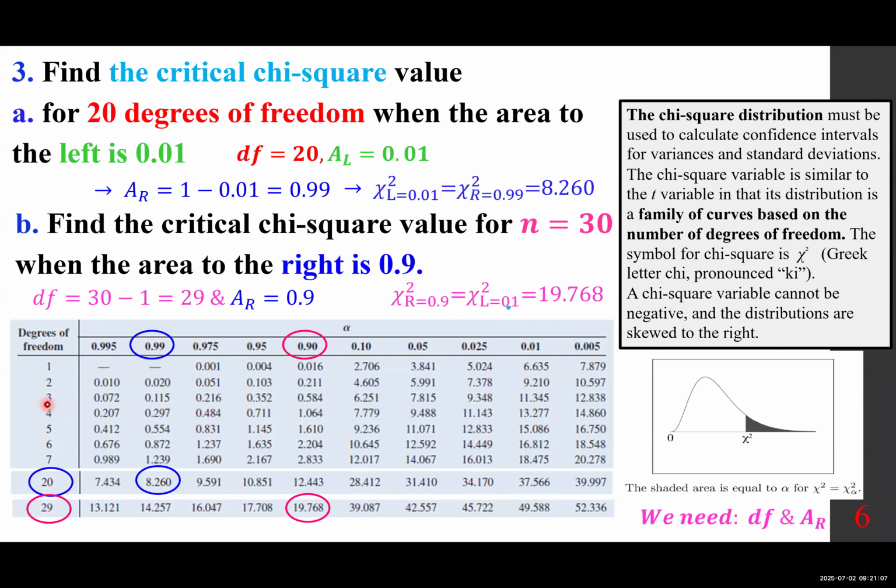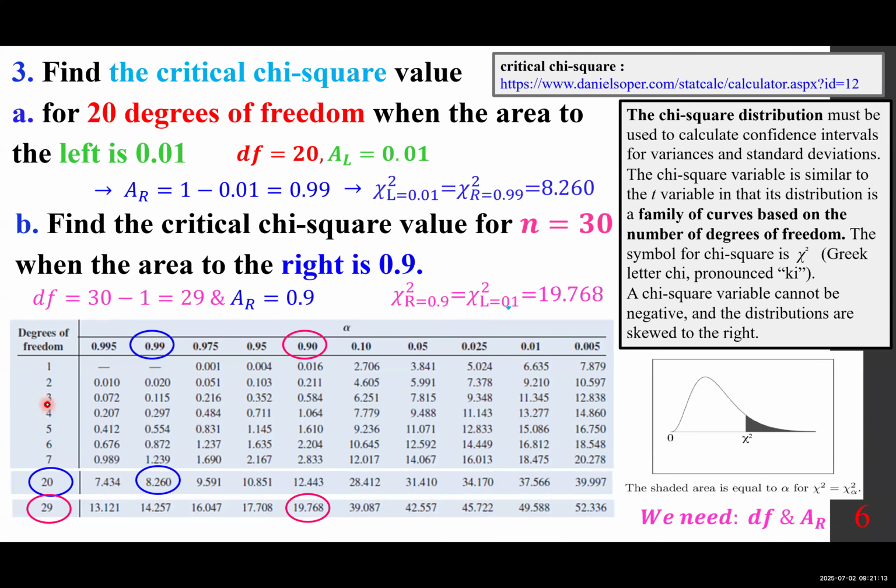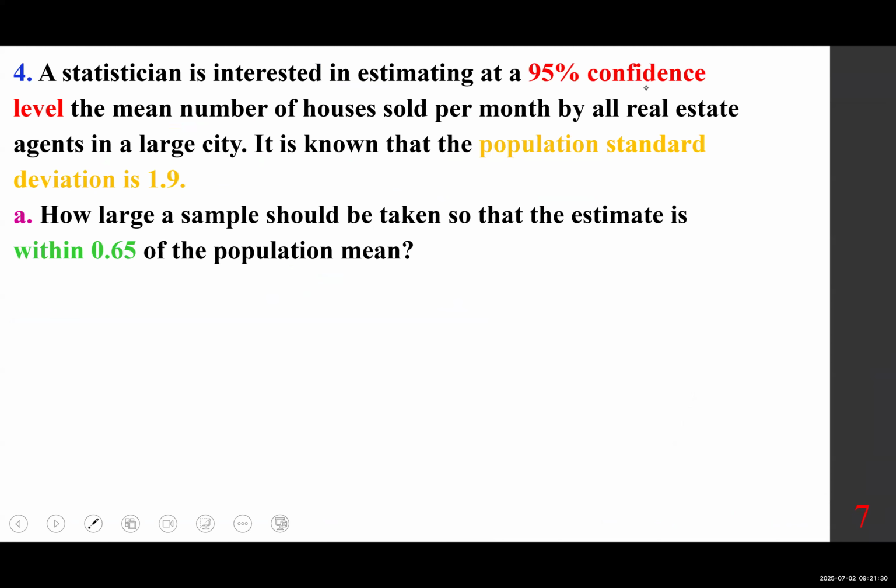So it's fairly straightforward, and as I said, you can always use technology. For example, there's a critical chi-square calculator. You can look that up. You really want to get comfortable with various calculators to see which one works best for you. Now, let's do some more.